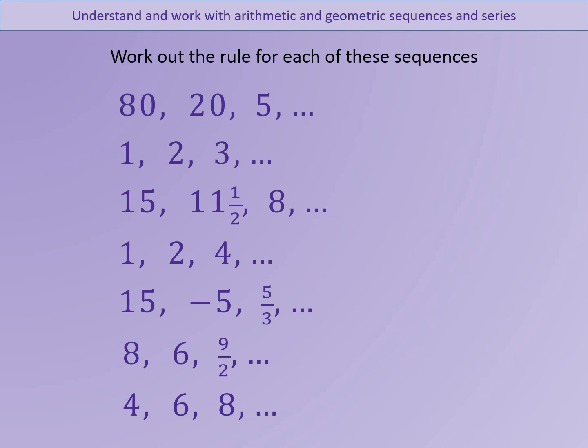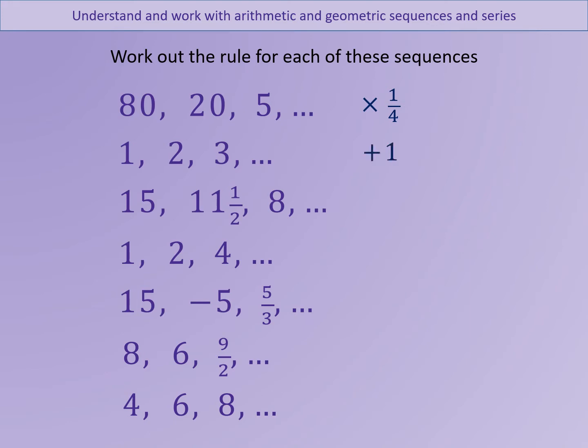In this section, we will consider the different types of sequences and the rules that are used to generate them. Take a moment to consider what the rule would be for each of these sequences. So hopefully you will have spotted that the first sequence we are dividing by 4 or multiplying by a quarter to get the next term each time.